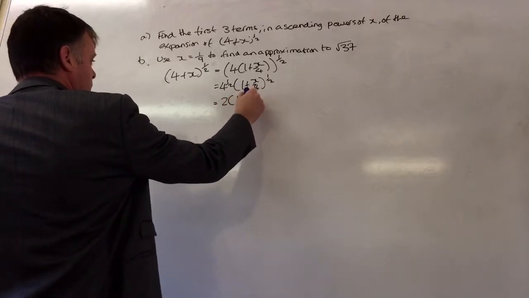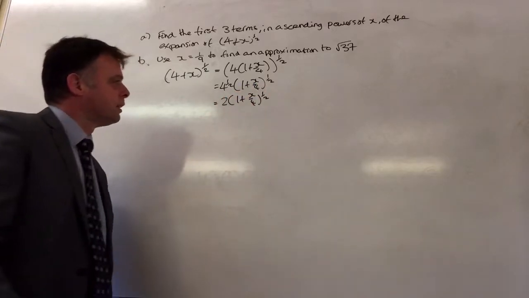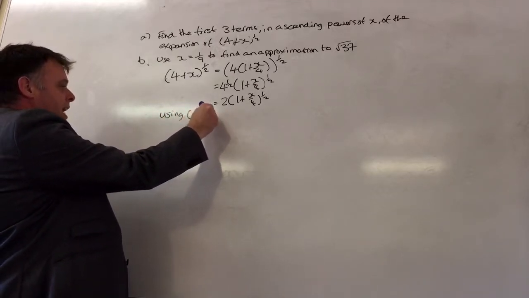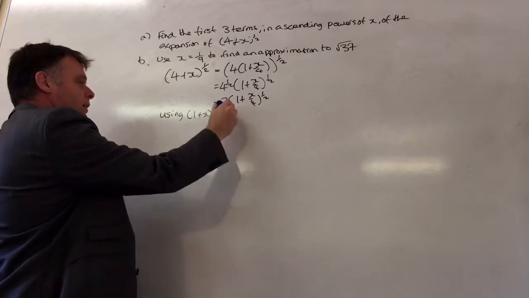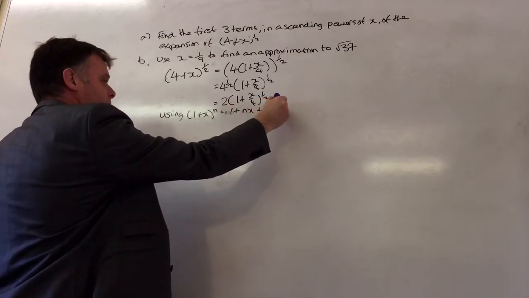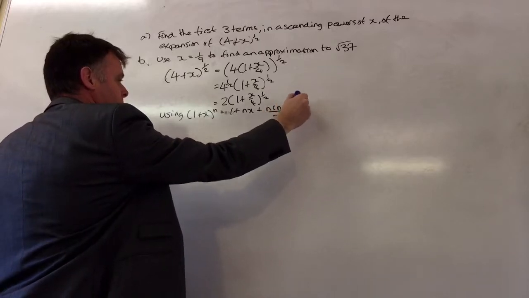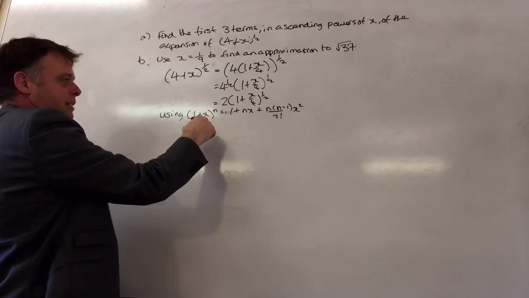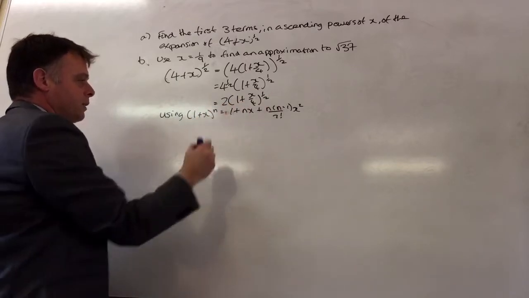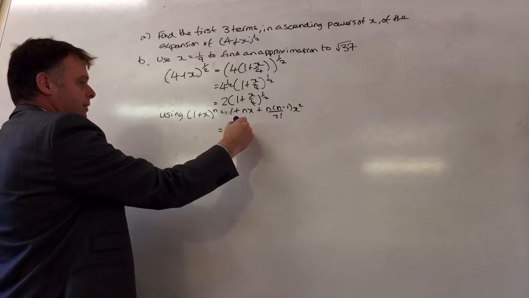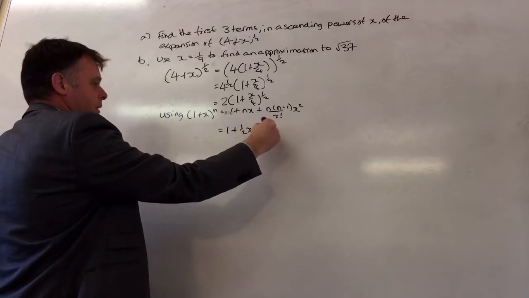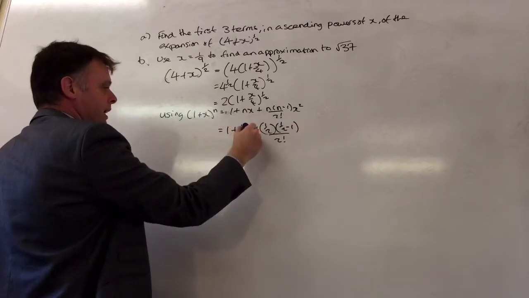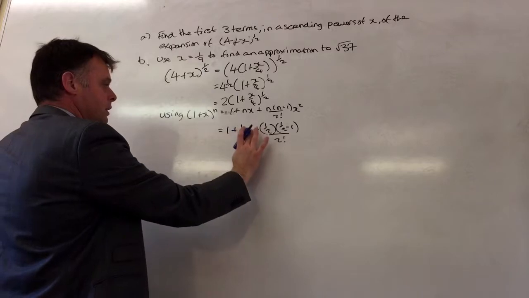we can do the expansion of 1 plus x over 4 to the power of a half. Again, I'm using 1 plus x to the n is equal to 1 plus nx plus n times n minus 1 over 2 factorial x squared. In this case, 1 matches up, so the x is replaced by x over 4, and the n is equal to a half. So we get 1 plus a half x plus a half times a half minus 1 over 2 factorial. That x should have been an x over 4, so I've messed that up. Let's go back and change that.